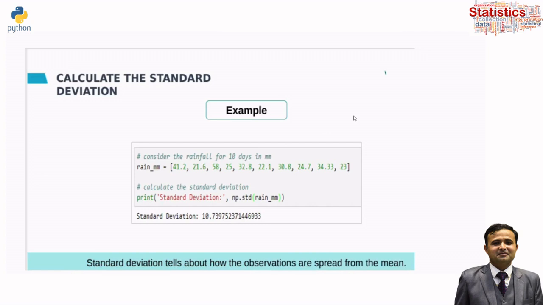So now calculate the standard deviation. Standard deviation tells how the observations are spread from the mean, obviously. So how many values are spread far away from the mean, and the mean is the average of all the values.